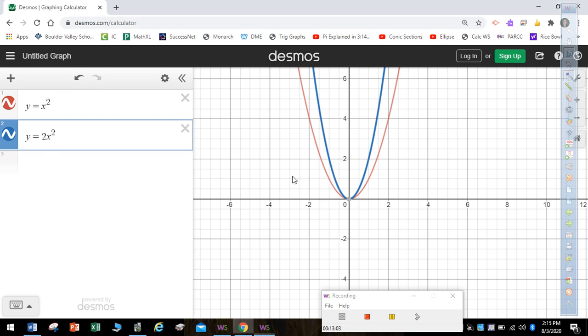So it looks like it still has the same vertex anchor point of 0, 0 at the bottom, but what you may notice is that it looks a little bit skinnier. It's a little bit narrower. It looks like it may be stretched out in the vertical direction.